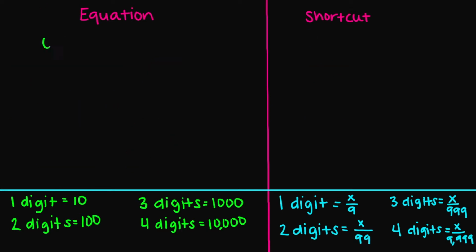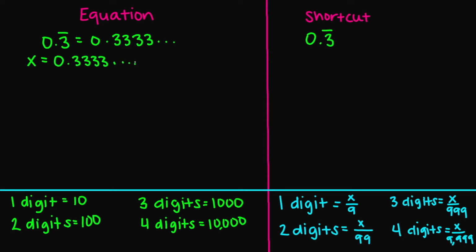So let's try 0.3 repeating. So I'm going to let x equal 0.3333 repeating. Since I only have one digit that's being repeated, I'm going to multiply both sides of my equation by the number 10. So 10 here and 10 here. 10 times x, this is going to be 10x, equals 0.333 repeating times 10. This is going to be 3.333 repeating.